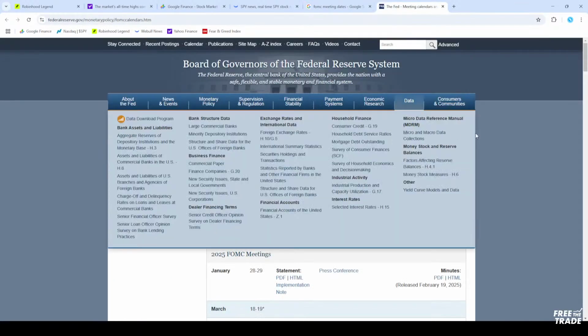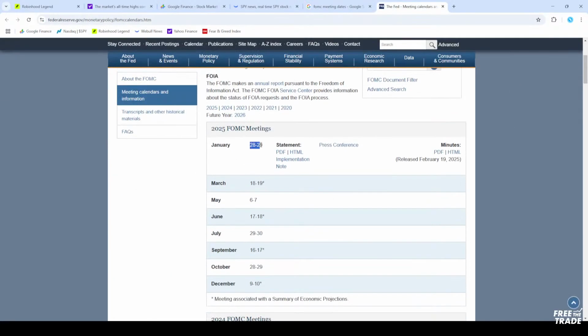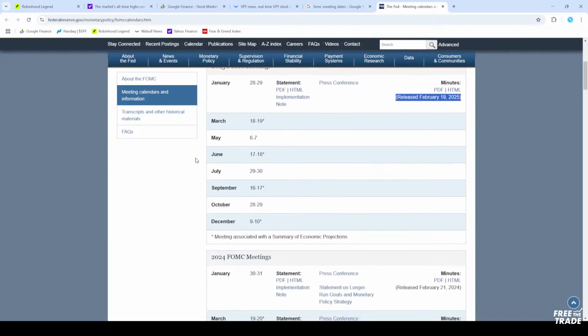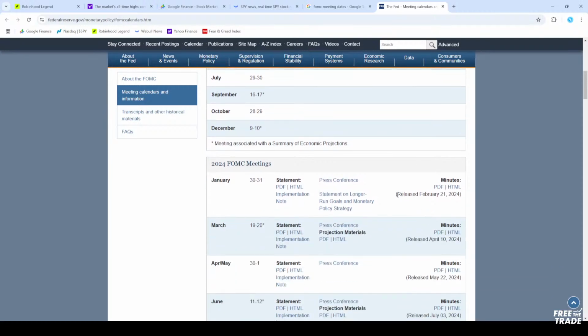Let's see here. Yeah, so 28th, 29th, and then the meeting notes release, boom, February 19th, 2025, 3 weeks after. So March 18th through 19th, probably not a good idea to trade on those days. Just let it rest, and then 3 weeks after that we'll need to remember, hey, they're going to release the minutes and the meetings, and we'll leave that alone.